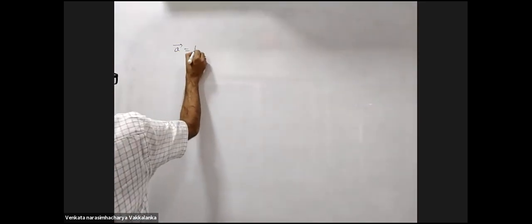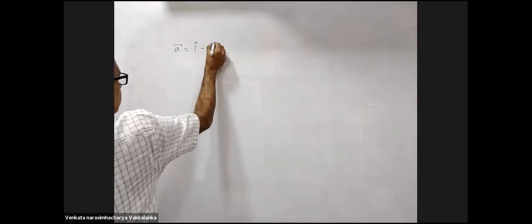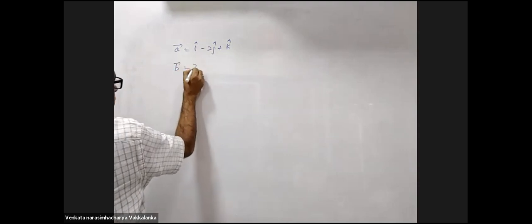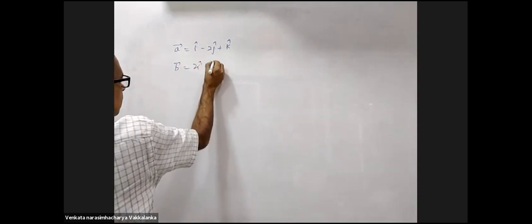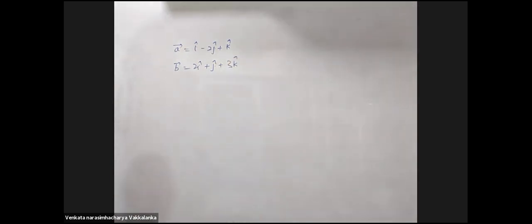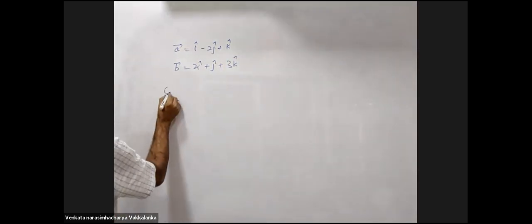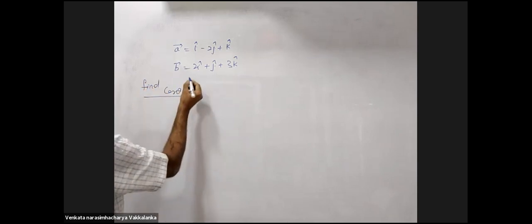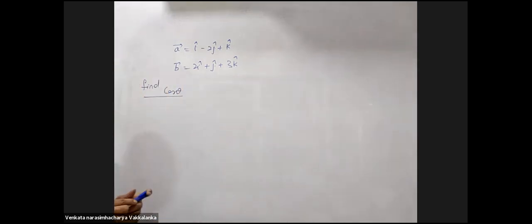A is i cap minus 2j cap plus k cap. B is 2i cap plus j cap plus 3k cap. Find the angle between them. Find cos theta, where theta is the angle between them.